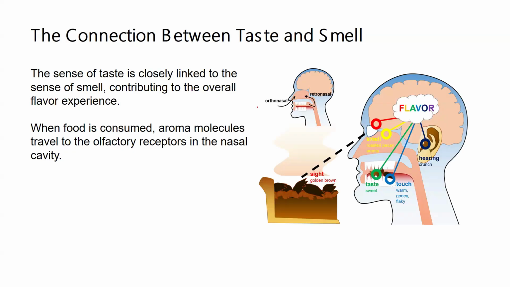So that is why we have the orthonasal and retronasal. The major function of the orthonasal and retronasal is to smell the food substances from outside and inside our body. The outside of the body, we detect through the orthonasal cavity using our nostrils, and then the retronasal cavity is connected to our mouth.